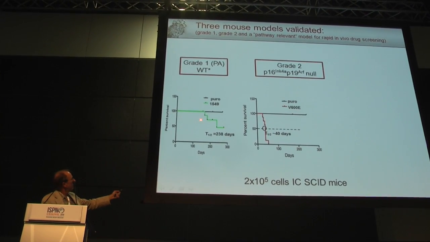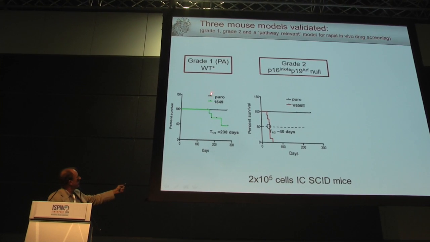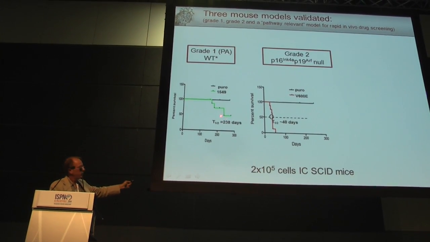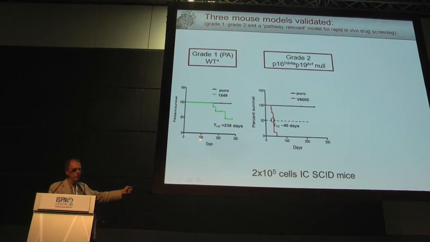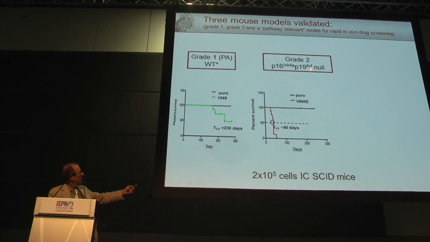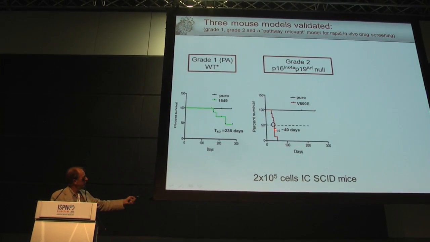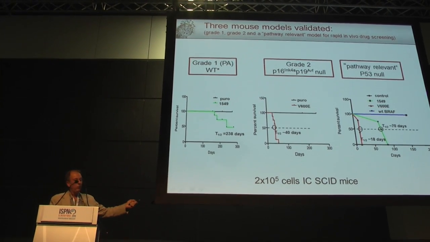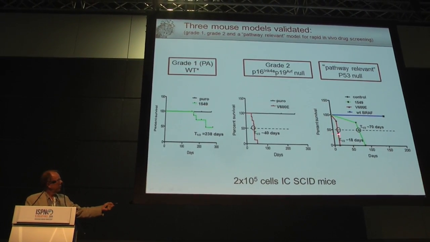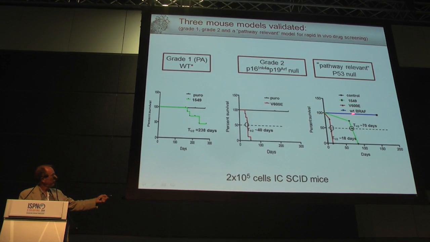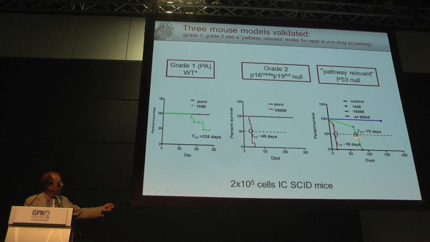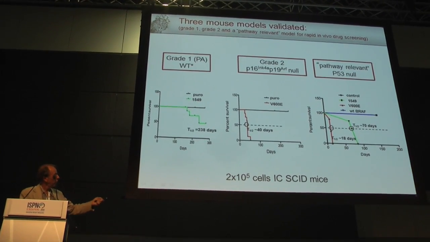Here are the Kaplan-Meier survival curves of our low-grade pilocytic astrocytoma from grade 1. They make tumors, but it takes almost a year. They're really unworkable for drug screening. Our model for diffuse fibrillaries, the higher grade, is workable. You start to kill the mice after a month or so. And then here's this pathway relevant model. It's explosive. The V600E version of this kills mice all within 3 weeks. Truncation fusion takes a little bit longer, but it's still workable.